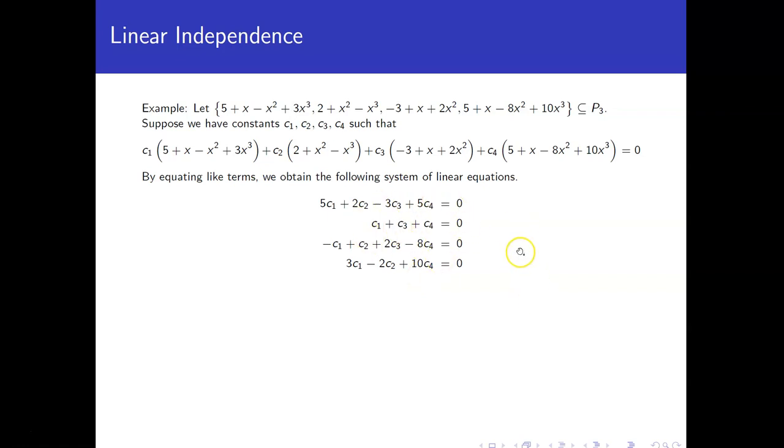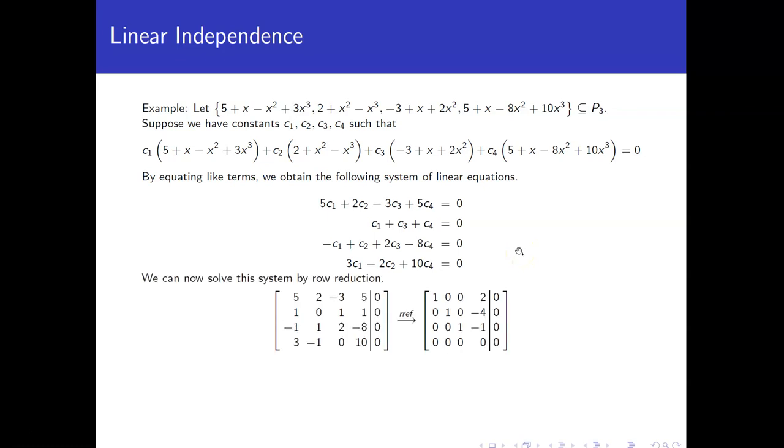Again, we have a system of linear equations. We know how to solve these. Put it in a matrix and row reduce. In this case, when we row reduce, we don't see those nice ones down the diagonal, right? We've got this free variable on the right-hand side. So what does that tell us about the solution to the system?